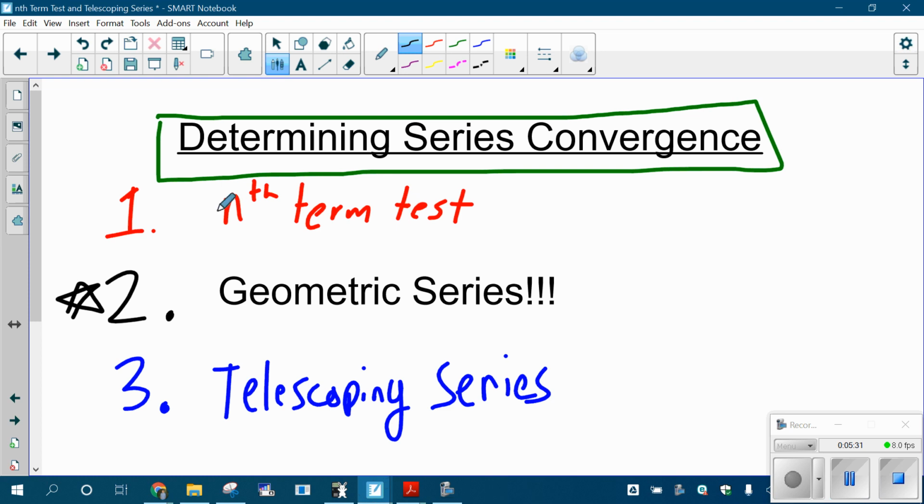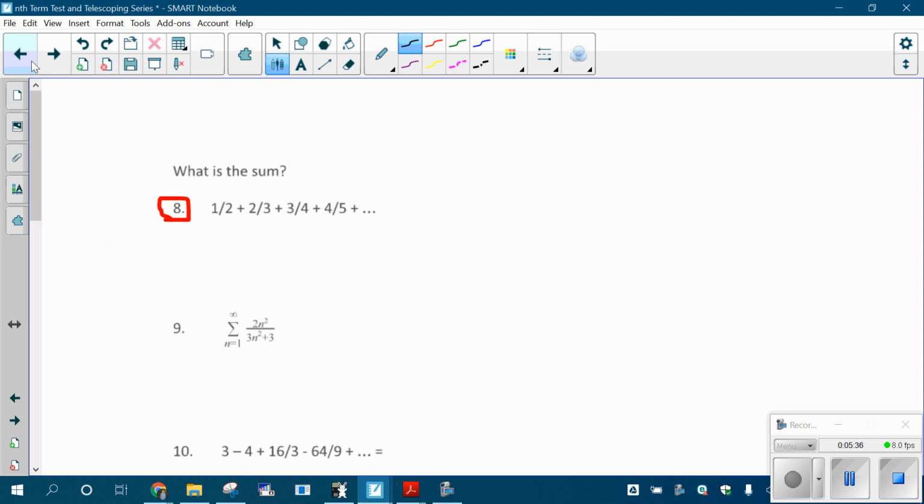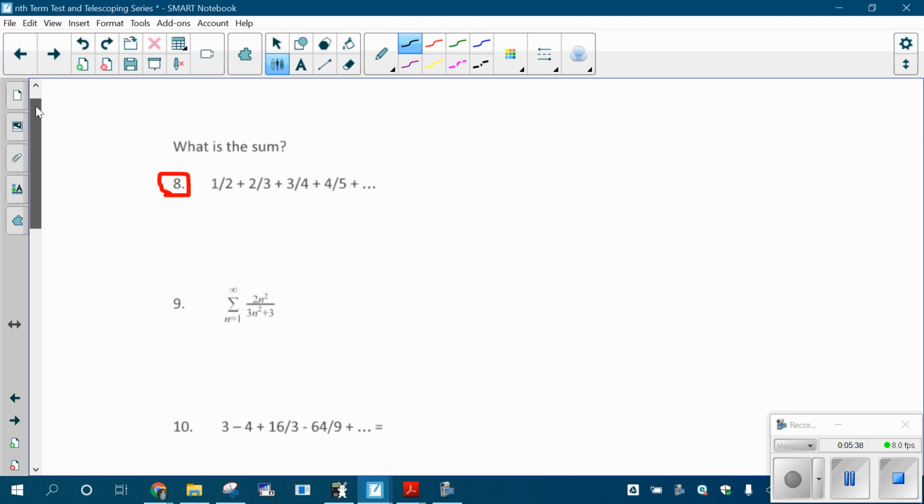So to talk about this nth term test, I want you to flip to page 12 in your packet and look at this sum. Half plus 2/3 plus 3/4 plus 4/5 plus 5/6, 6/7, 7/8. And think about if that converges or diverges. Again, what we're talking about here is if you add up infinitely many terms, are you going to get a number, or is it going to get closer to infinity? Okay, put on your thinking cap.